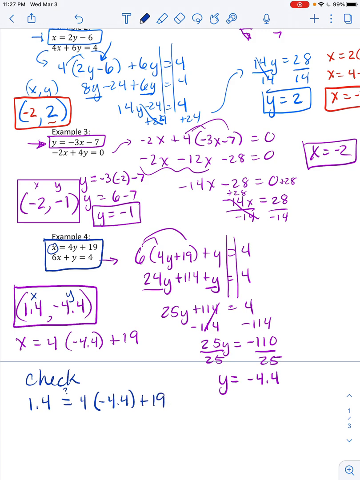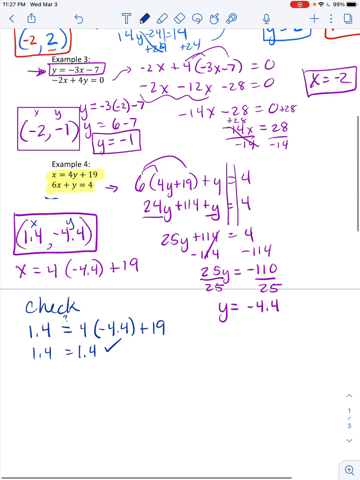I don't know. I'm going to get out my calculator. 4 times negative 4.4 and then add 19 came out to be 1.4. So that's awesome. It checks in the first of my two equations. Then let's check and make sure that it works in the second, because when you do a system, it has to work in both. So in the second problem, it's 6, and then you plug in your x, plus then you plug in your y, and that should equal 4.